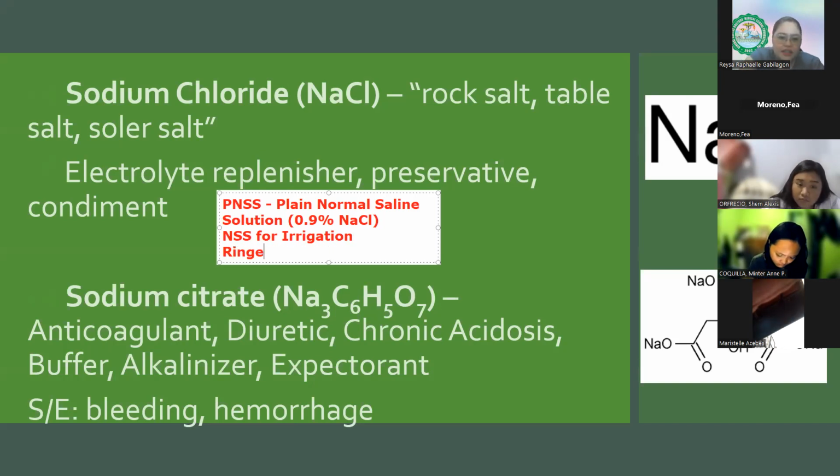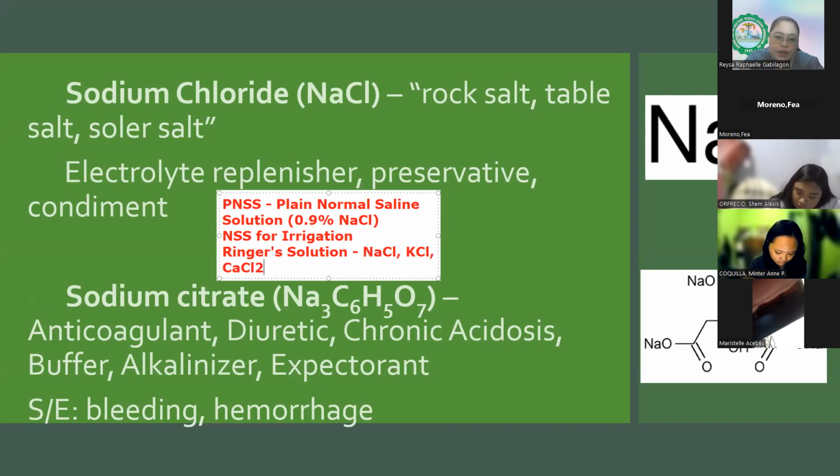Meron din tayong Ringer's solution. You may encounter this one sa hospital. Color blue ang lalagyan ng Ringer's. Naka-color coded, color coding kasi yung ating mga IV fluids. So mostly pag green, it's plain NSS. Pag blue, it's Ringer's solution. But Ringer's solution contains sodium chloride, potassium chloride, and calcium chloride. So tatlo yung content niya. Yan yung kaibahan nila sa green one.